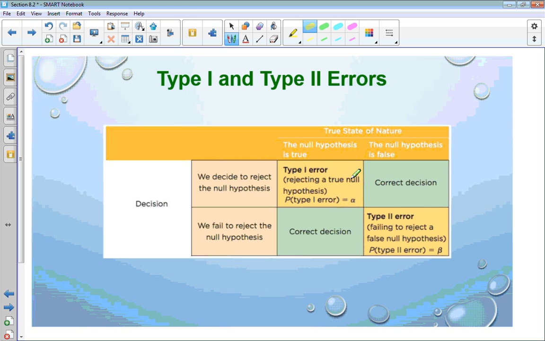So here's a nice little chart that helps you understand what a type error is. And again, type 1 error occurs when we decide to reject. Type 1 is when we reject. The error is that the null hypothesis is true. It would be correct if the null hypothesis were false because we did reject it. When we fail to reject and we should have, that's a type 2 error.